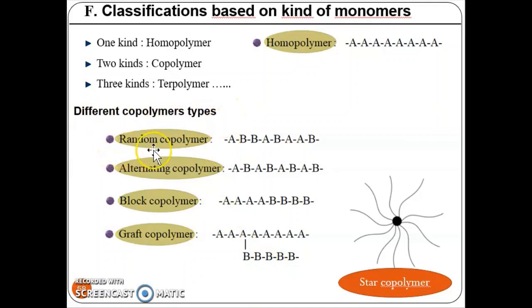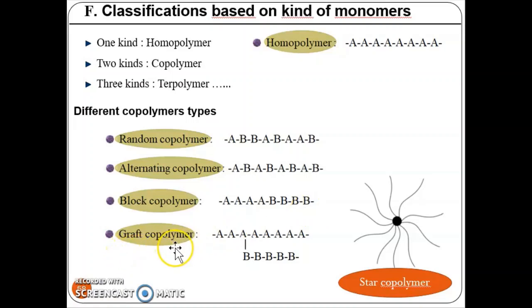For example, we have the random copolymer where A and B are distributed randomly in the polymer chains. We have also alternating copolymers, ABAB, so the monomers A and B are distributed in an alternating way in the polymer chain. We have block copolymers, where the homopolymer A and the homopolymer B are connected together as a block of A polymer and another block of B polymer.